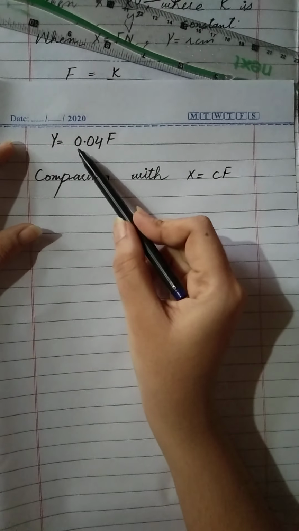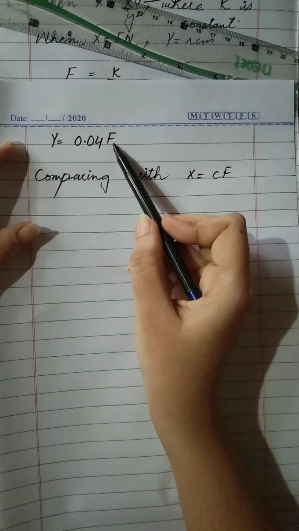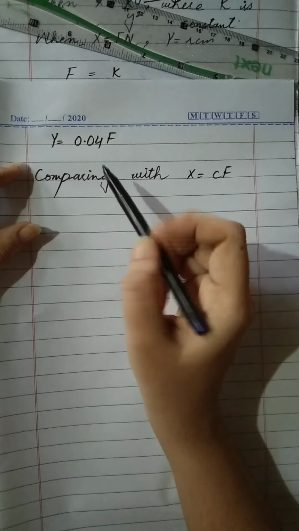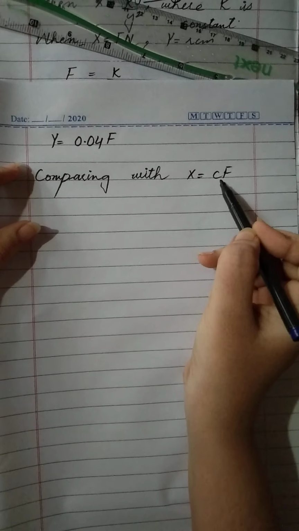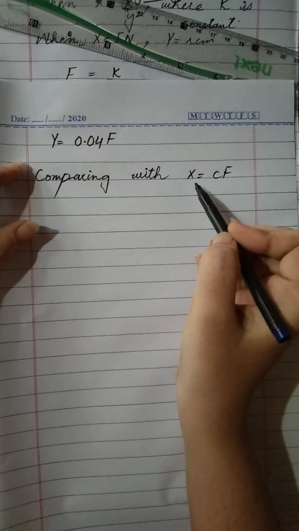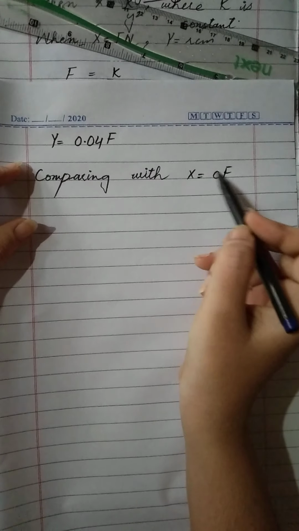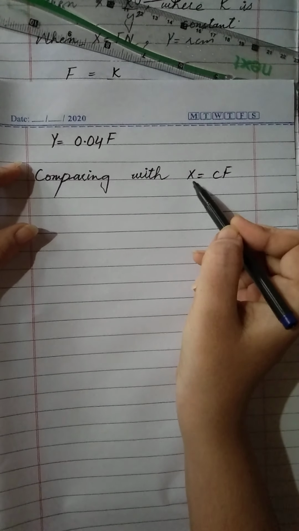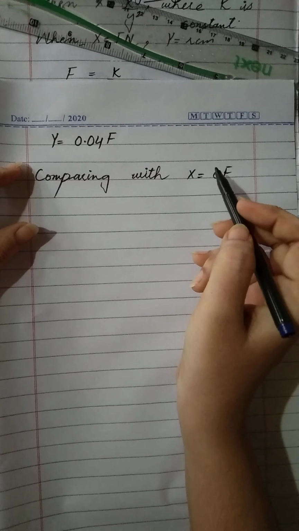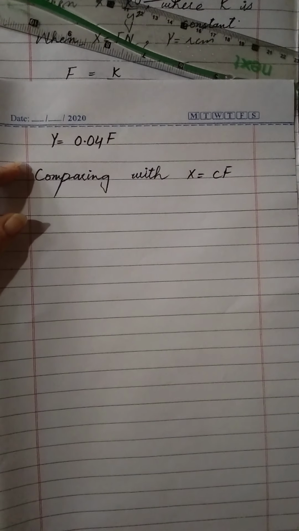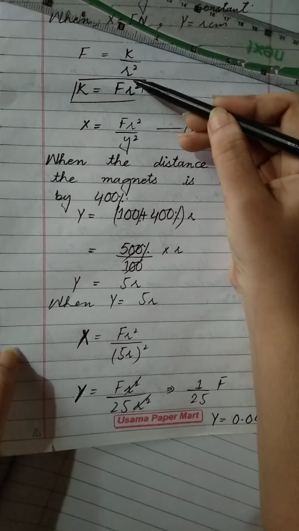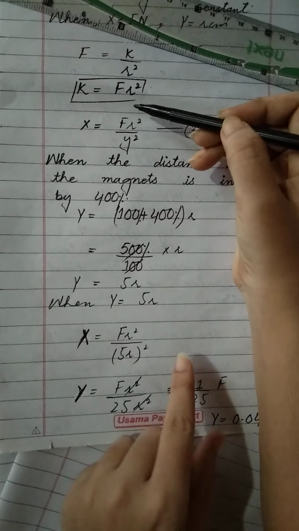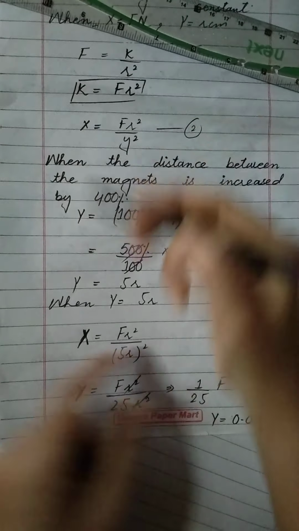Students, now y is equal to 0.04 f. This is the distance. We have to compare it with what is given in the question. X is equal to cf, means if the distance is increased by 400%, the force will be equal to cf. Yes, it will be x, because we have placed the value of y here.